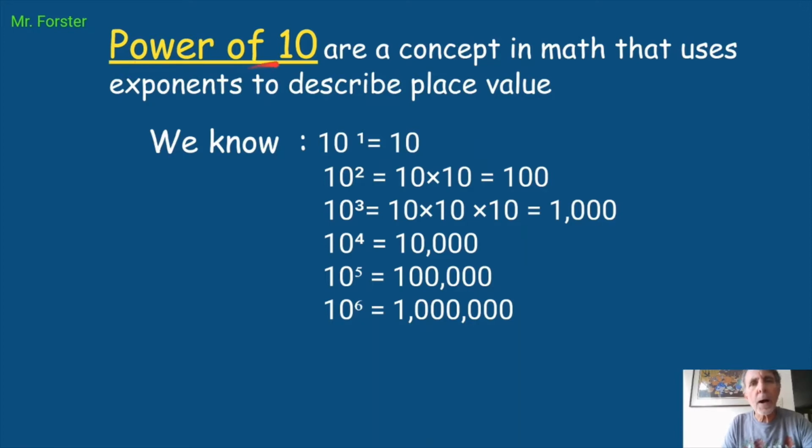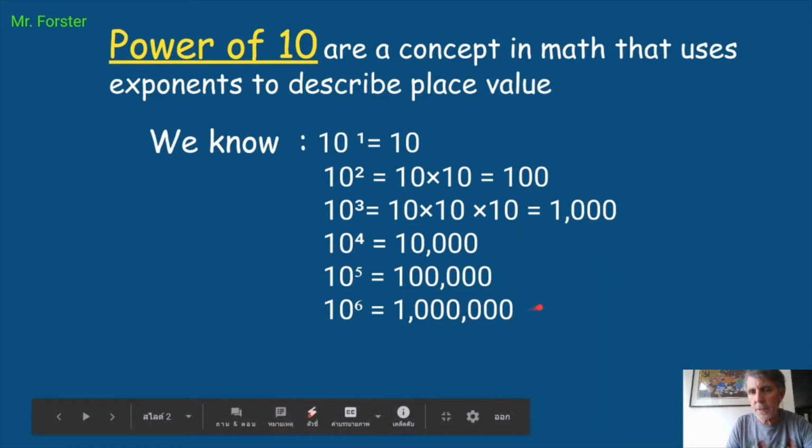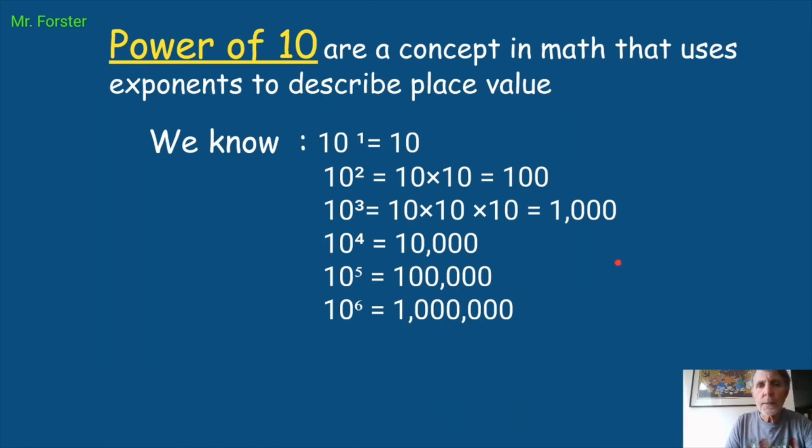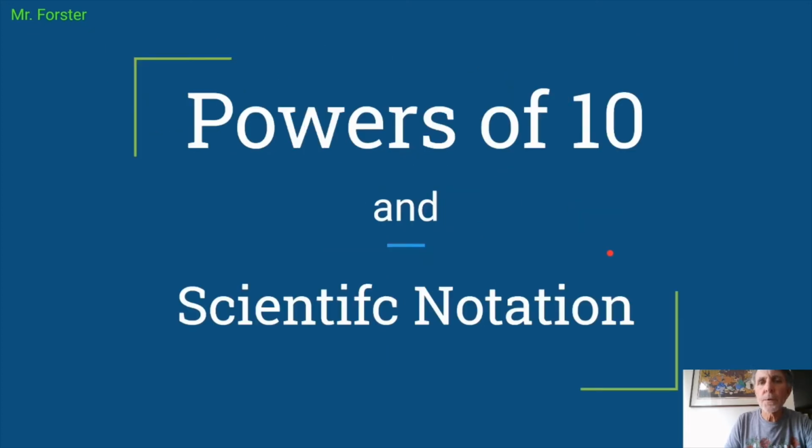So let's talk about a power of 10. It's a concept in math that uses exponents to describe place value. So if we know 10 to the first is 10, 10 to the second is 10 times 10, that's 100. So we see here the tenths place value, the hundredths place value. 10 to the third is 1,000, that's the thousands place value, and so on. 10 to the fourth is 10,000. You notice 10 to the fourth has 4 zeros, 10 to the fifth has 5 zeros, 10 to the sixth has 6 zeros. And so that is just an introduction to powers of 10. And they are place values.